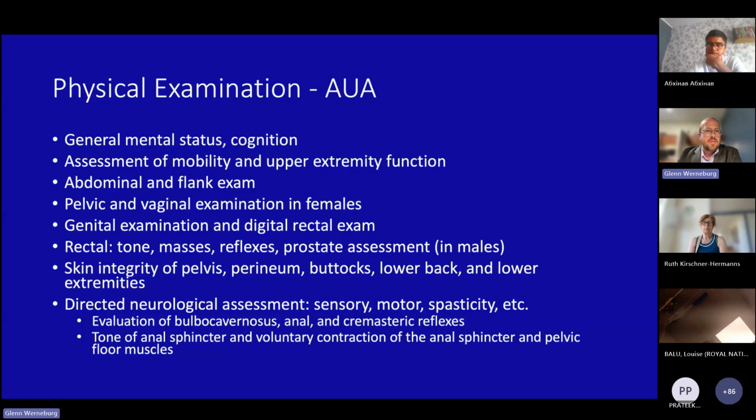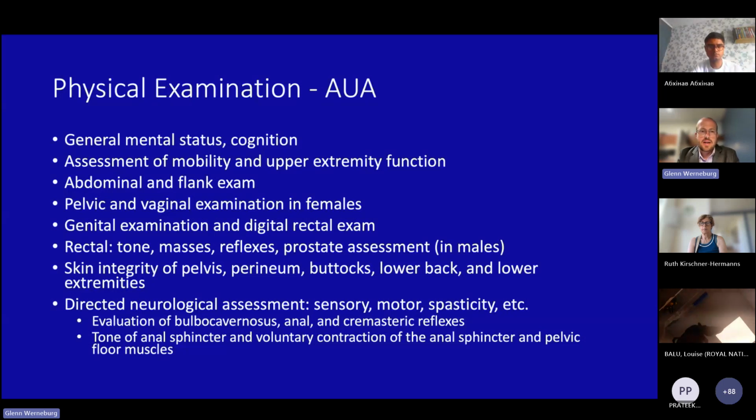Physical exam: you assess their mental status, their ability for mobility, and importantly, upper extremity function. For example, are you going to be talking to them about performing intermittent catheterization? If so, they need to be able to do that themselves or have a caregiver who's willing and able to do that for them. Do an abdominal and a flank exam, pelvic and vaginal exam in females, genital exam and digital rectal exam in male patients. You assess the tone, the masses, the reflexes, and if the patient has a prostate, also the prostate assessment. Do a skin integrity examination.